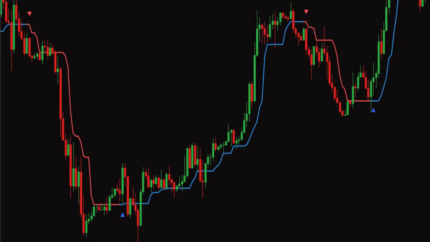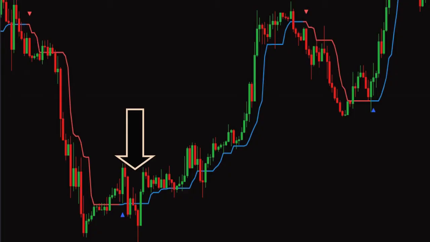Now look at this chart. We have placed the half-trend indicator. Now for a buy situation: firstly, the price has to go above the indicator. Secondly, the indicator has to be in blue color, and thirdly, the blue color arrow signal must appear from below the indicator. So we will take a buy trade here at this point.